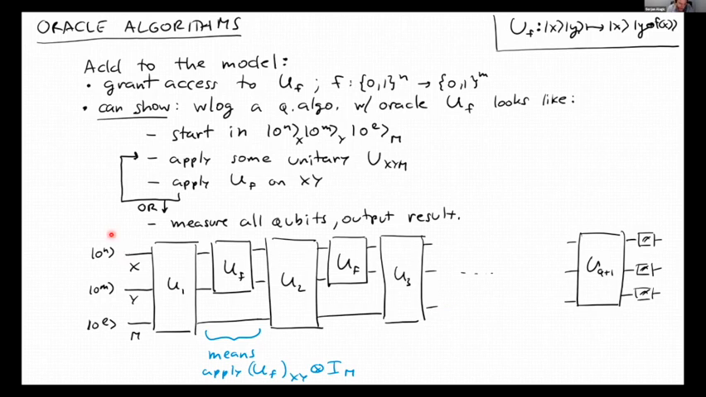Okay, so you prepare your fixed initial state, I guess using this first unitary operator. Now you apply the oracle, then some other unitary, and so on. And you do this as many times as you like, and then you end with a measurement on all the qubits.